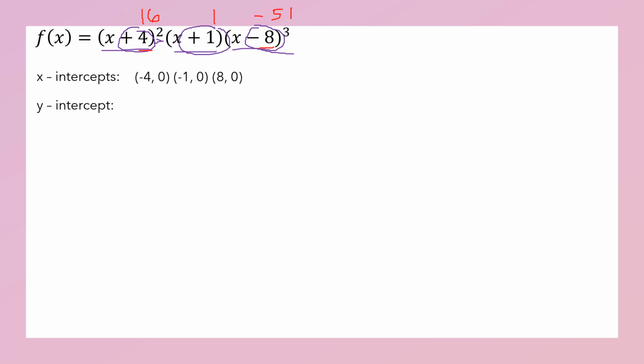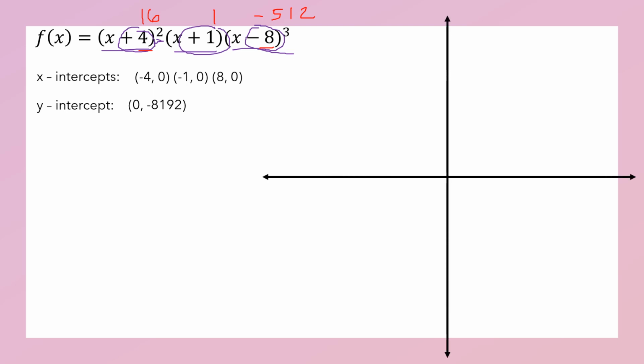And these are the numbers that we are to multiply to determine the location of the y-intercept. So 16 times 1 times negative 512 will give us negative 8,192. So we have 0, negative 8,192. So we are all set with the coordinates. Let us now plot them on our Cartesian coordinate plane.